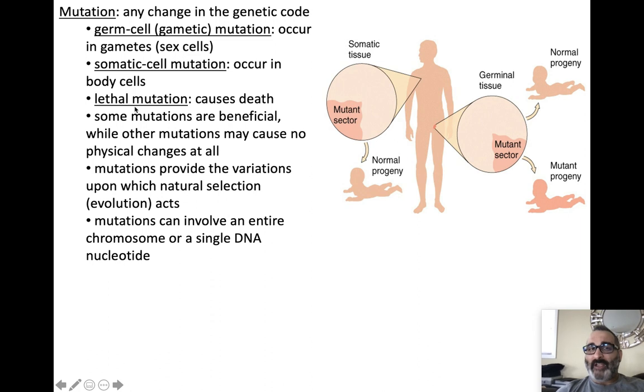Okay, so there's 2 kinds of mutations. Mutations that happen in your sex cells, germ cell mutations, and those can be passed on to your babies. Okay, there's mutations that happen in your body cells, and somatic cells are body cells. So this is a body cell mutation, and those ones could lead to things like cancer, for example. Okay, somatic cell mutations don't always lead to cancer, no, but they could lead to cancer.